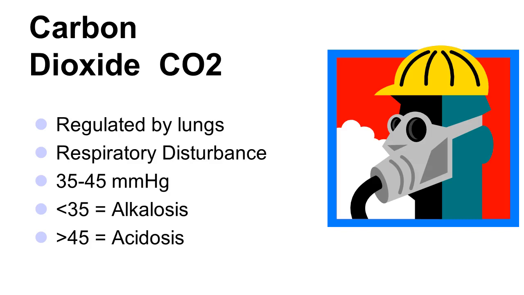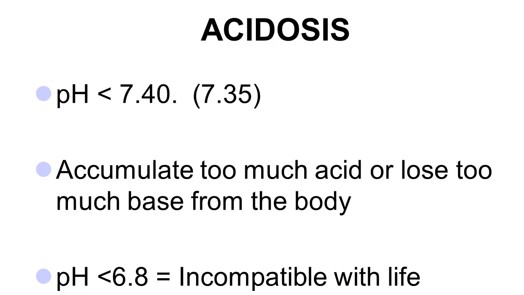Carbon dioxide, on the other hand, is more of the acid. This is regulated by the lungs. So anytime we see an abnormal carbon dioxide level, it is pretty much determined that it is a respiratory disturbance. The normal range is 35 to 45, and anything below that is alkalotic, anything above that is acidotic, okay? Kind of the opposite of the way the bicarb works.